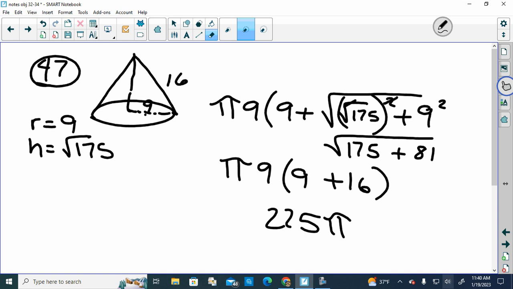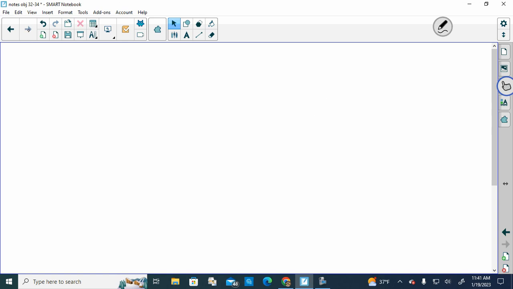This one's a different formula. Okay, so number 45, it says find the surface area of a cylinder to the nearest square meter. This time we're plugging in something for pi. So the 4 is the radius, and the 8.6 is the what? What would the 8.6 be?